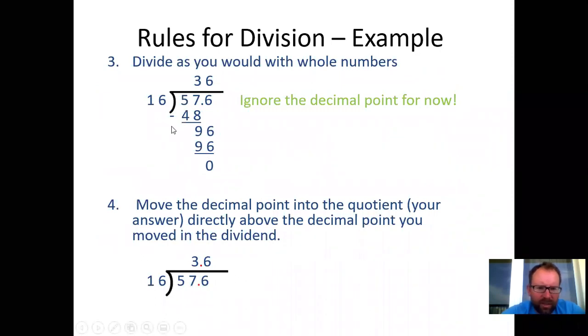And then we just divide it out like normal. The 16 goes into 57 3 times, we get 48. Subtract it out, get 9. Bring the 6 down, and 16 goes into 96 6 times, you get 96 and it is 0.